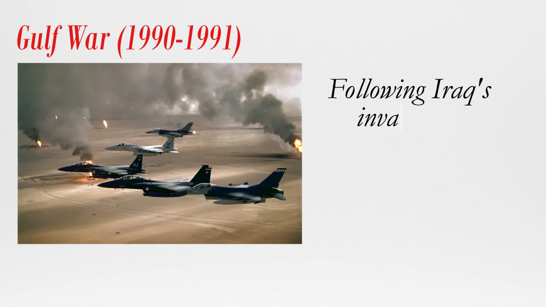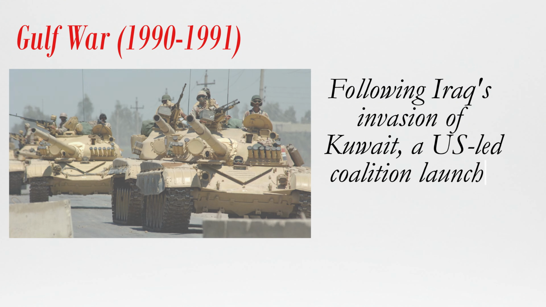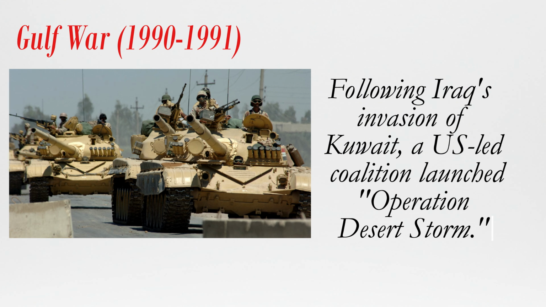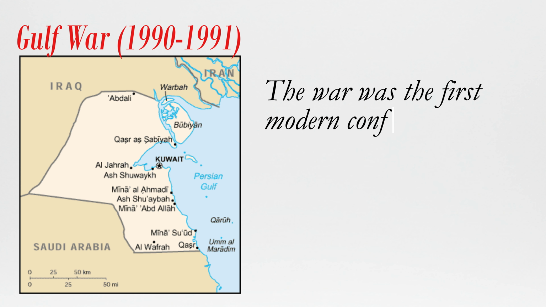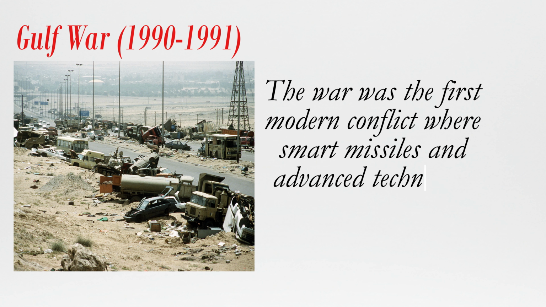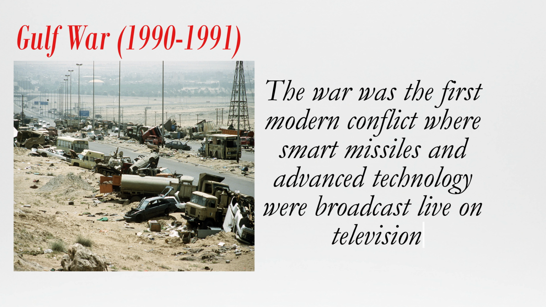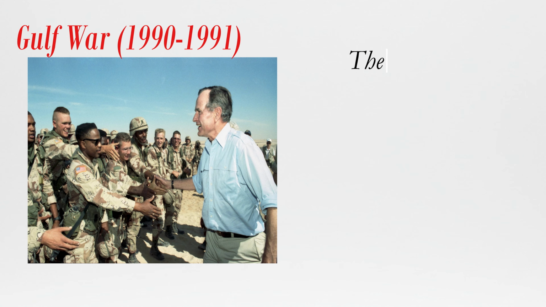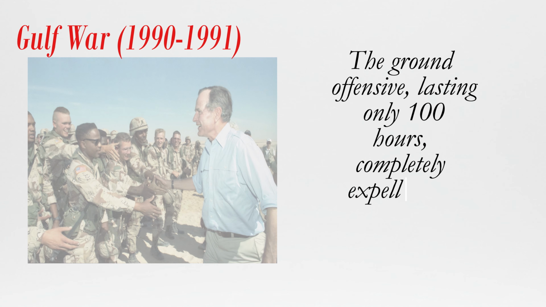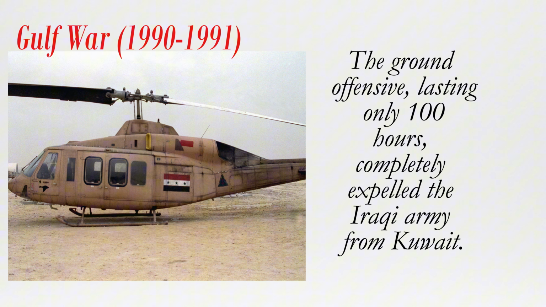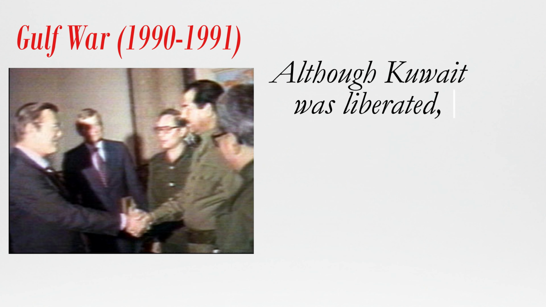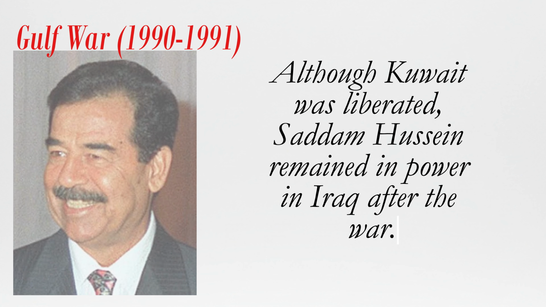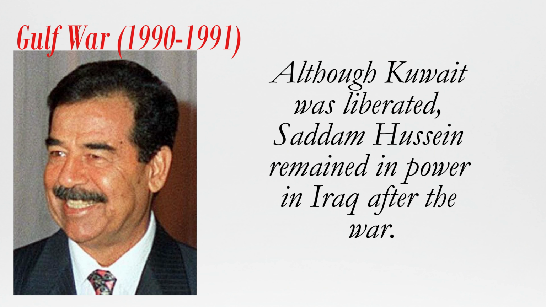Following Iraq's invasion of Kuwait, a US-led coalition launched Operation Desert Storm. The war was the first modern conflict where smart missiles and advanced technology were broadcast live on television. The ground offensive, lasting only 100 hours, completely expelled the Iraqi army from Kuwait. Although Kuwait was liberated, Saddam Hussein remained in power in Iraq after the war.